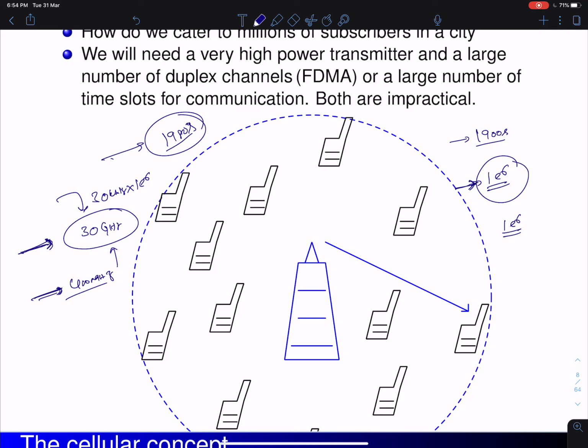So each city used to have a big radio tower, and it used to radiate to many radios. So that was like a classic example of a wireless communication. But the thing was that it was a broadcast channel, which means information flowed only from one point to the other point.